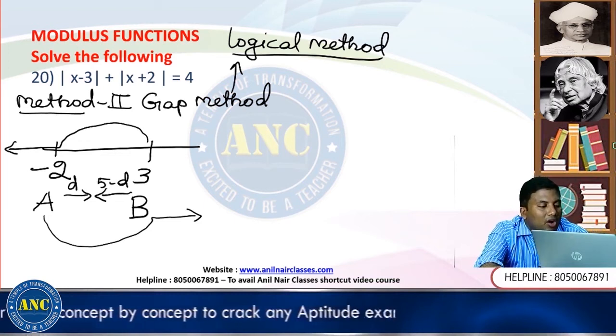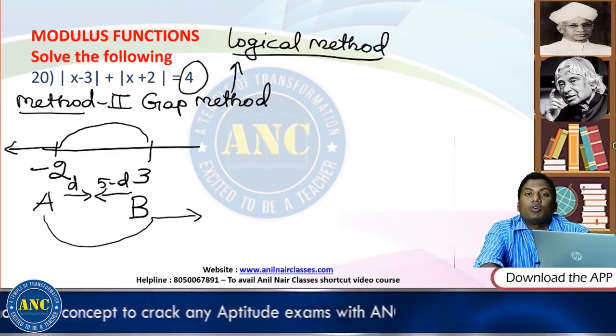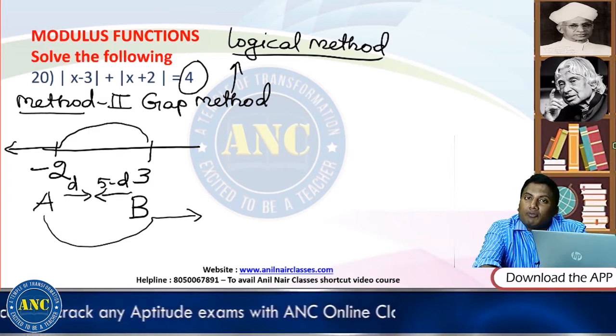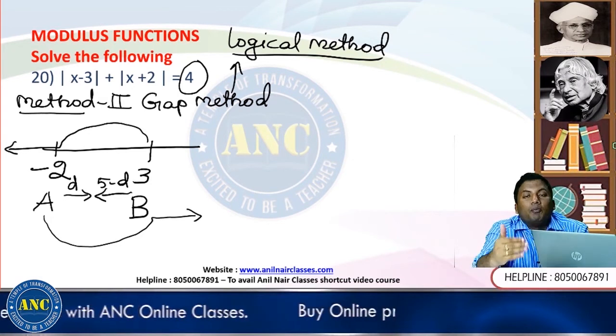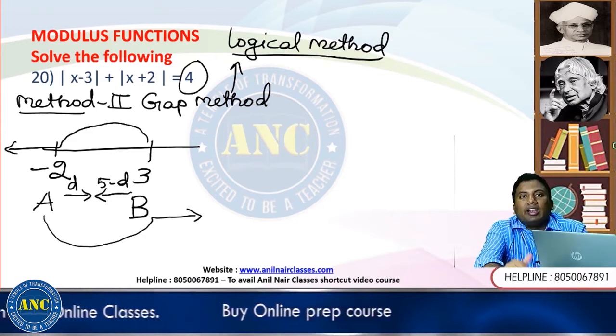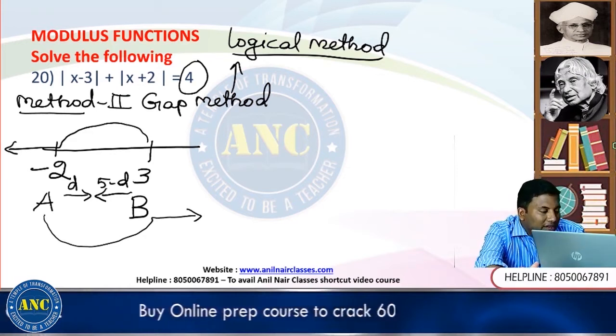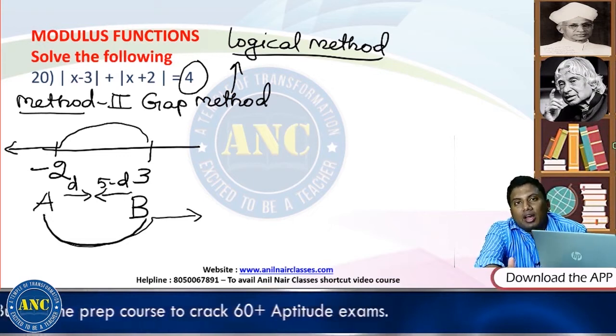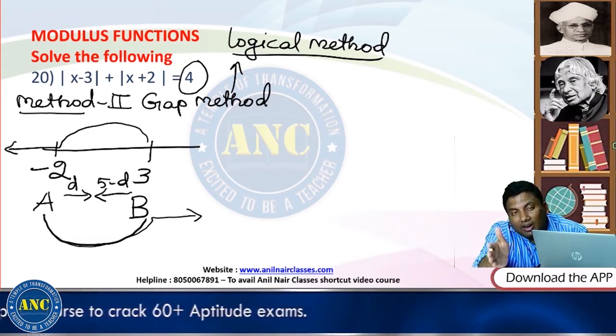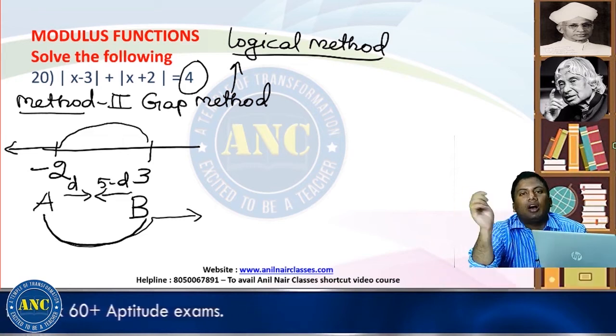But according to the question, what is the total distance on the right hand side? 4. That means they cannot meet. Think logically. If A comes to B, what is -2 to 3? 5. After traveling 5, they still need to cover more.